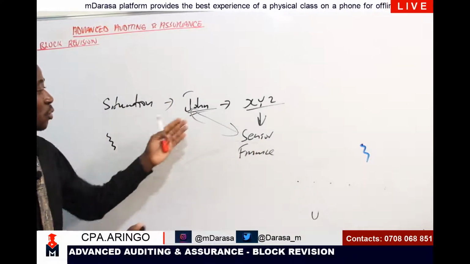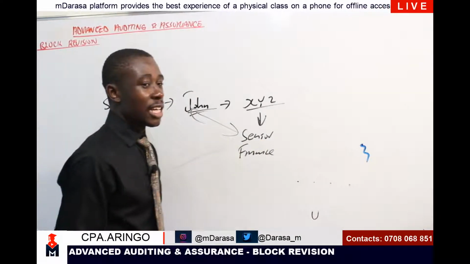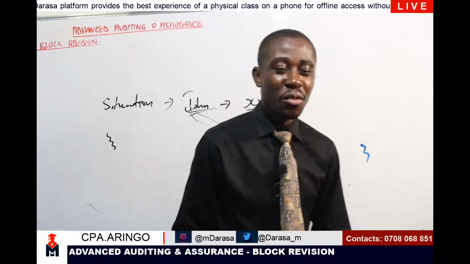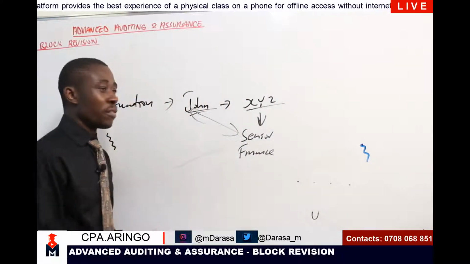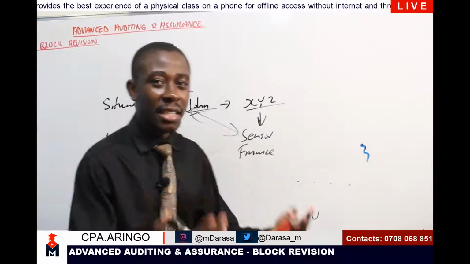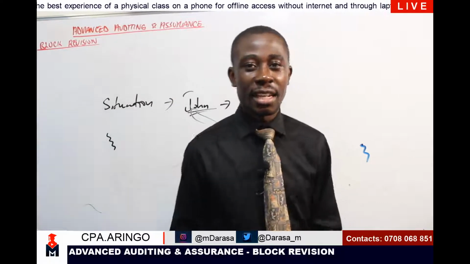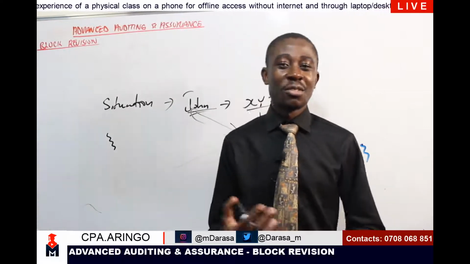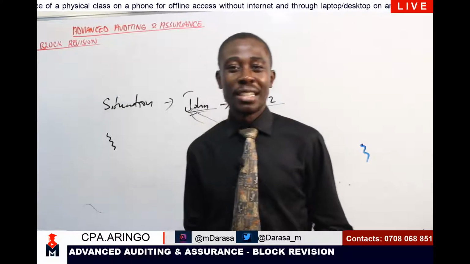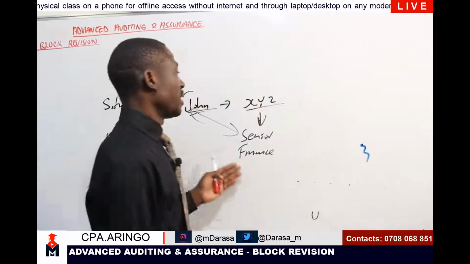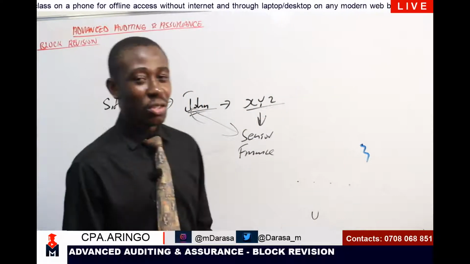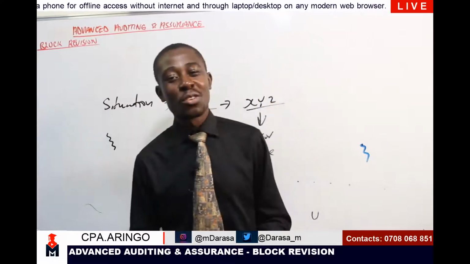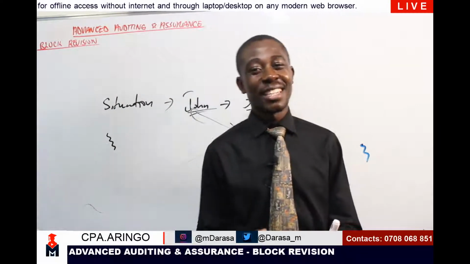In this situation, of course, you can clearly see that there'll be that aspect of conflict of interest, whereby I want to audit a firm where my wife is a senior accountant, or rather finance manager. So definitely, I'll be having a conflict of interest. So how will this conflict of interest interfere with your opinion? So this is how questions are normally tested in advanced auditing and assurance.